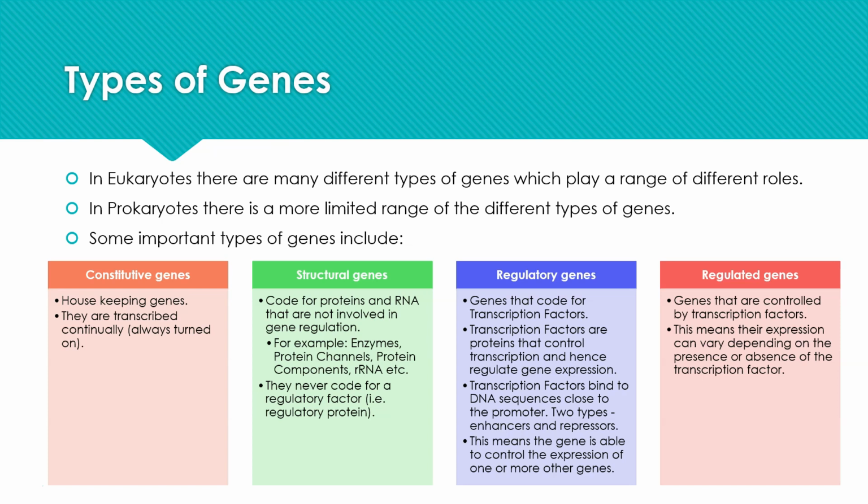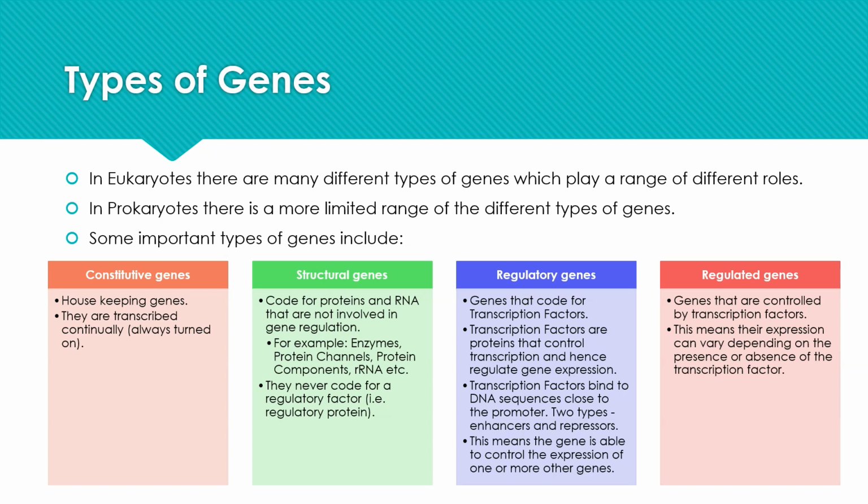One thing that they never do is code for a regulatory factor. So they will never make a regulatory protein. That is the domain of regulatory genes. Regulatory genes make transcription factors. Regulatory genes make the things that regulate and control other genes. So regulatory genes make transcription factors, which are proteins that help control transcription and regulate gene expression.